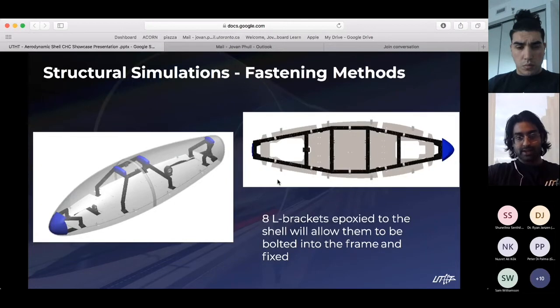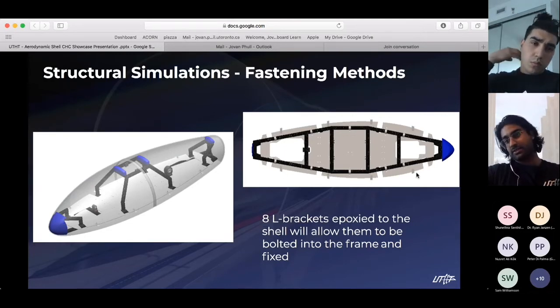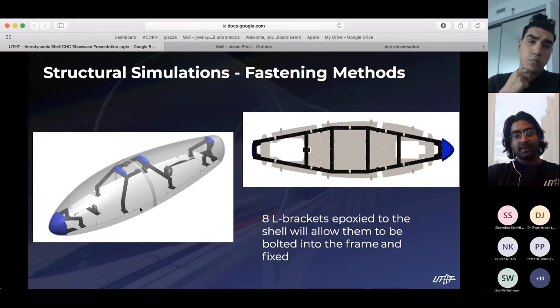So those green highlighted areas represent L brackets, which are epoxied to the shell. So you can see in the figure on the right, there are 8 different L brackets, which are currently bolted to our frame. And then those will be epoxied to the shell, as you can see in the image on the left. And those will fix the shell to the pod. So those will be the fixture points.